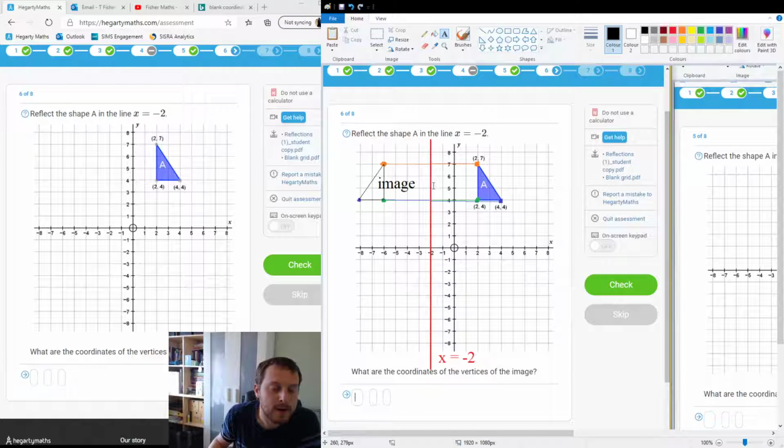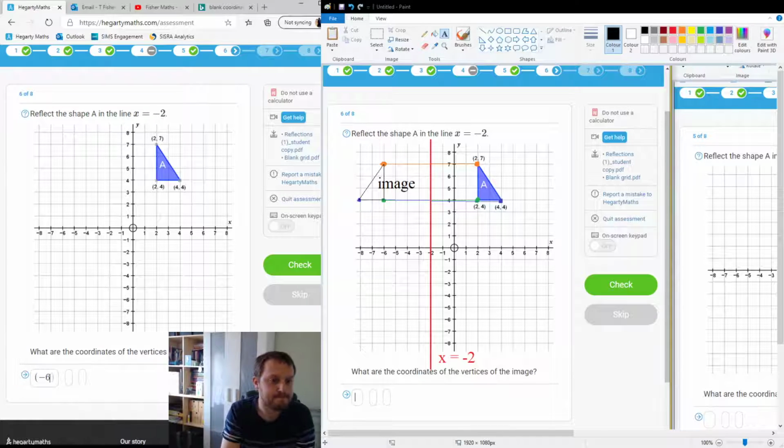Okay, the mirror line is a bit further away from the shape, so the image is going to be a bit further away from the shape. And then all that's actually left to do now is type in the coordinates, right? So let me do the green one first, followed by the yellow one, finished with the blue one.